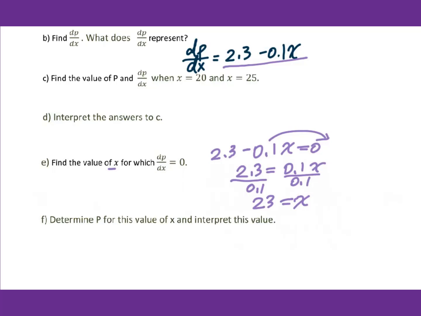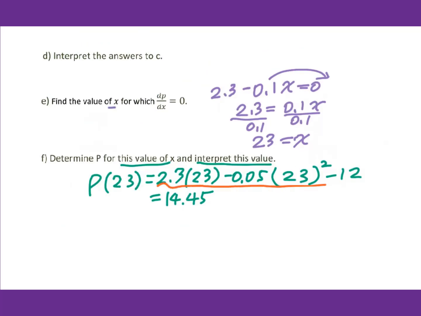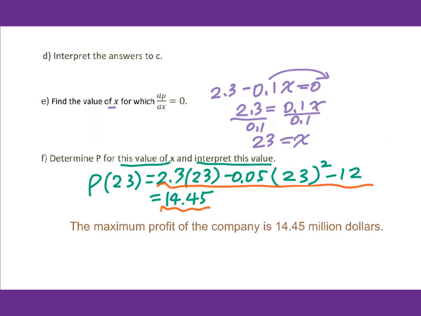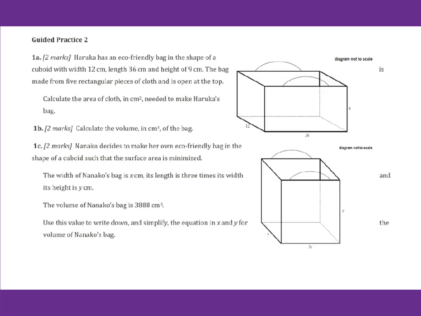For F, determine P for this value of x and interpret this value. So you got P of 23 equals. We plug into the original function, get 14.45. When you interpret this value, we know we set up derivative equal to 0, which means we're looking for maximum or minimum. Definitely for this problem, we are looking for the maximum profit of the company, which is $14.45 million. Now let's go to guided practice 2.